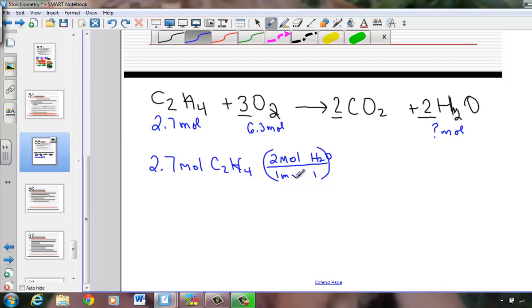of C2H4. So let's hit 1 over given times 2.7. 2.7 doubled is 5.4 moles. If the first reactant is my limiting reagent, 5.4 moles of water would be my maximum yield.